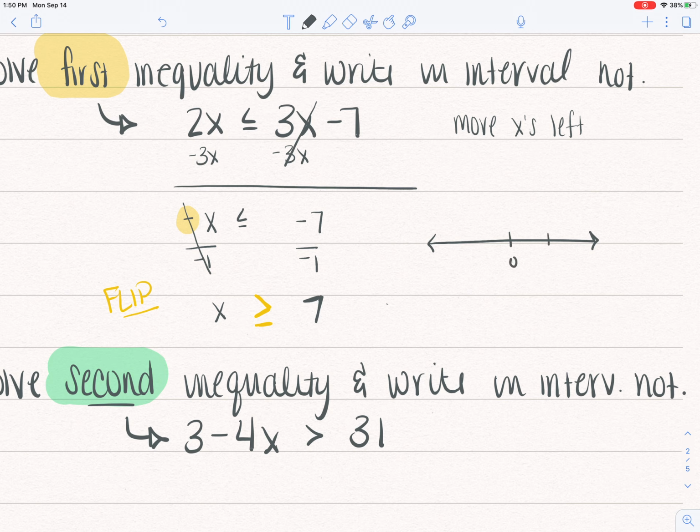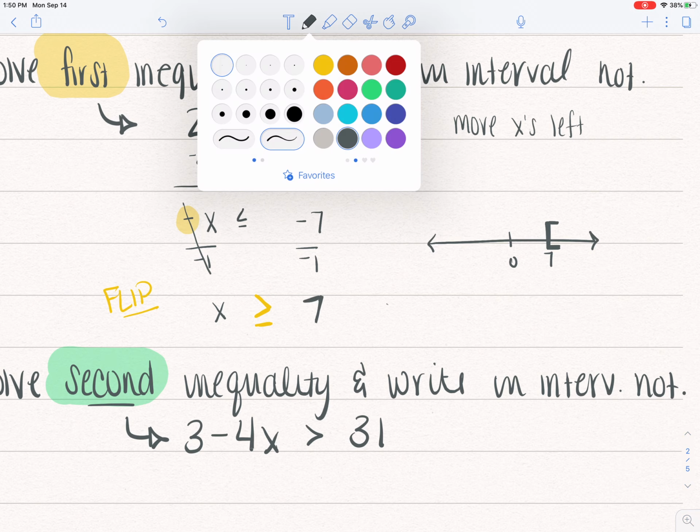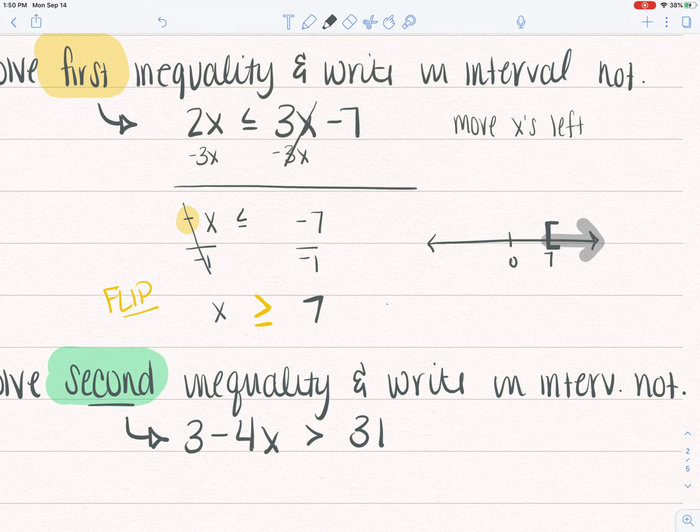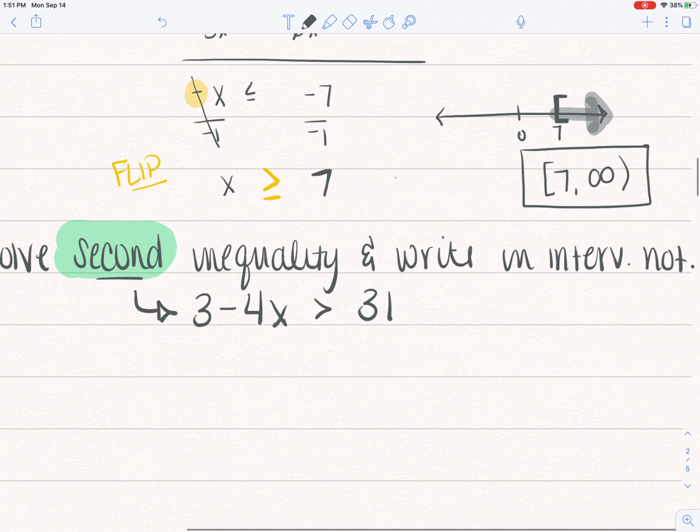So there's 0 and 7. Just put it somewhere on your line. So with 7, it's going to have a bracket because it's got the or equal to. It's greater than or equal to. And then I'm going to shade to the right. And so my interval would be from 7 to infinity. Okay, so there's my first interval.